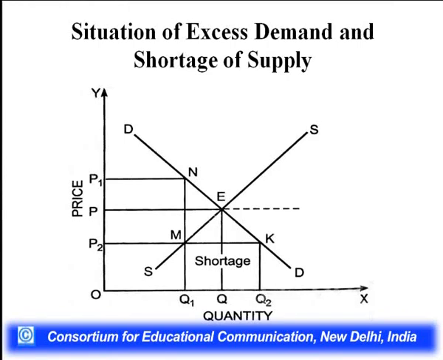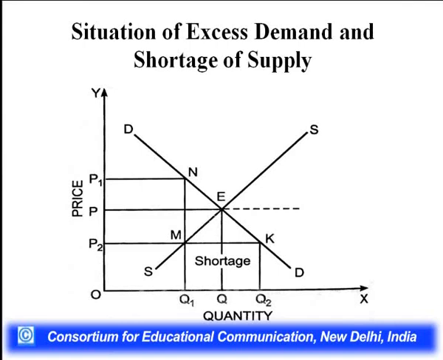In this diagram, we can see that the OX axis represents the quantity demanded of the commodity and the OY axis represents the price charged by the producer or the seller of the product. DD is the demand curve and SS is the supply curve, and at the intersection point of demand and supply, that is at point E, the equilibrium price and equilibrium quantity are determined. The equilibrium price in this case is OP and the equilibrium quantity is OQ.